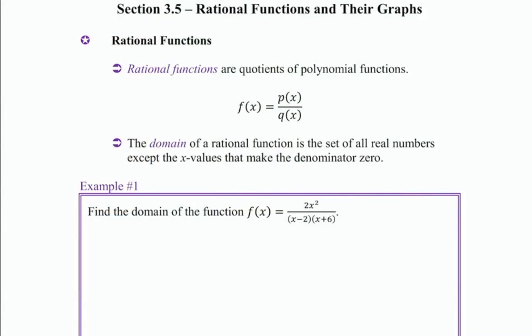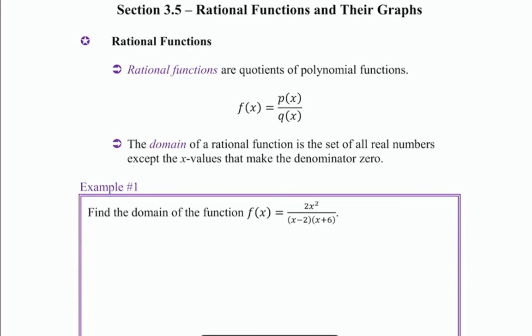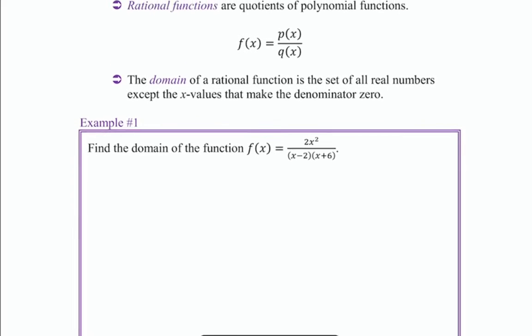What are rational functions? Rational functions are functions that look like fractions. We've got a polynomial in the numerator and a polynomial in the denominator. Here's an example. Oh, first, very important, let's have a comment on the domain. The domain of a rational function is all of the x values except for the ones that would cause the denominator to equal 0.